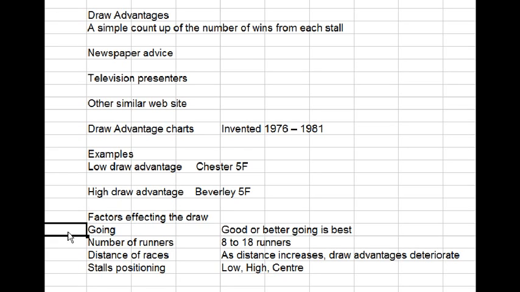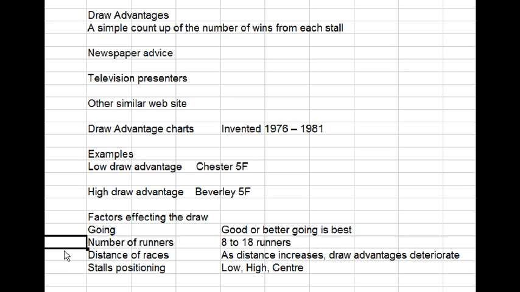If you were running in a race against me and I was running on sand and you were running on a very hard surface, there's a very good chance that you would run a lot faster than I do. So that is where going comes into it. You might think that soft going would make a draw advantage more effective, but it actually works the other way around, and soft going nullifies draw advantages in most cases at most race courses.